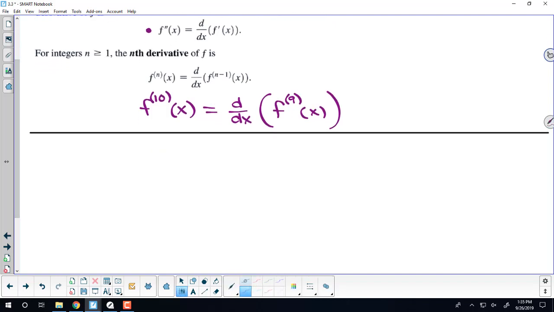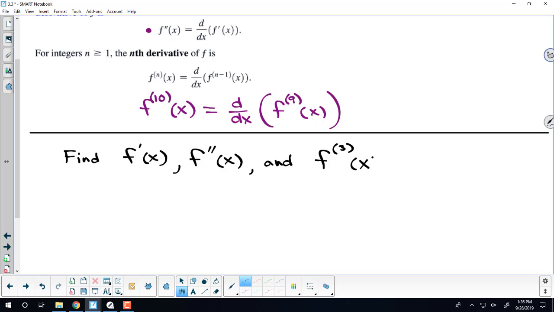Okay, so for example, let's find f prime, f double prime, the second derivative, and the third derivative for the function, I don't know, let's just do the square root of x.